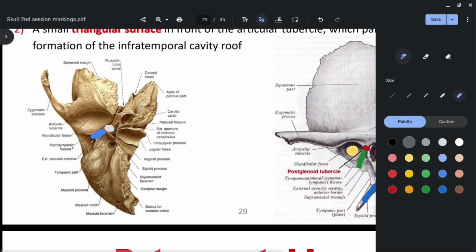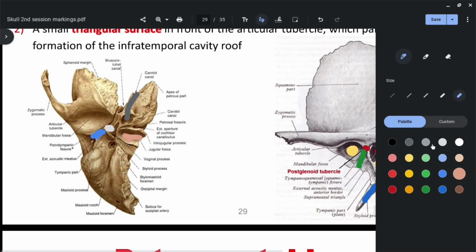First of all, this is the petrous part. This is the inferior surface of the petrous part, but we will discuss the petrous part at the end of this video. Here we have the opening of the carotid canal. The carotid canal starts from here and exits. So here is the carotid canal, and then we have this jugular fossa. This is the jugular fossa.